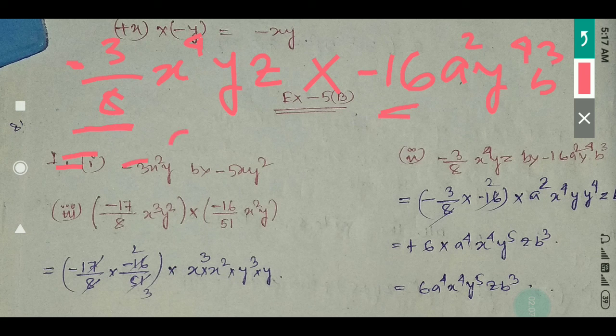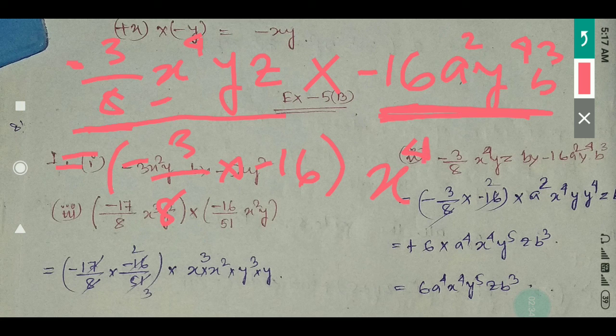So minus 3 by 8 into minus 16. You break it after that one by one. In this term, your first factor is the constant, next factor is x power 4. Now you check whether x factors are there or not. Here x power 4 is there in the first term, not in the second. So simply write x power 4.